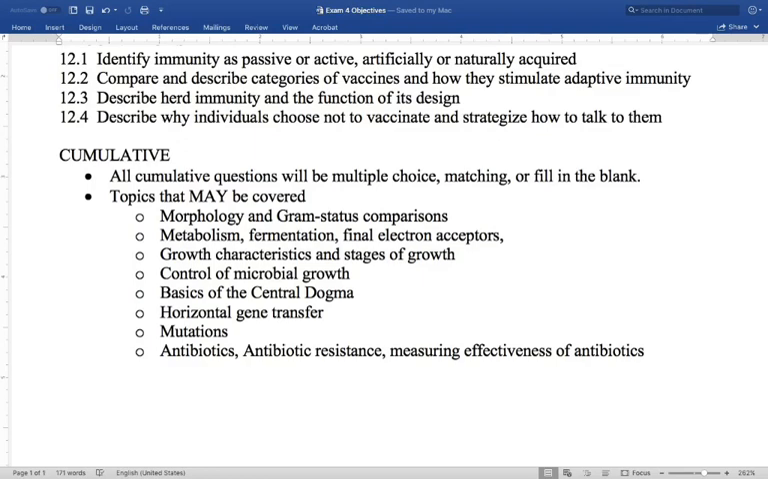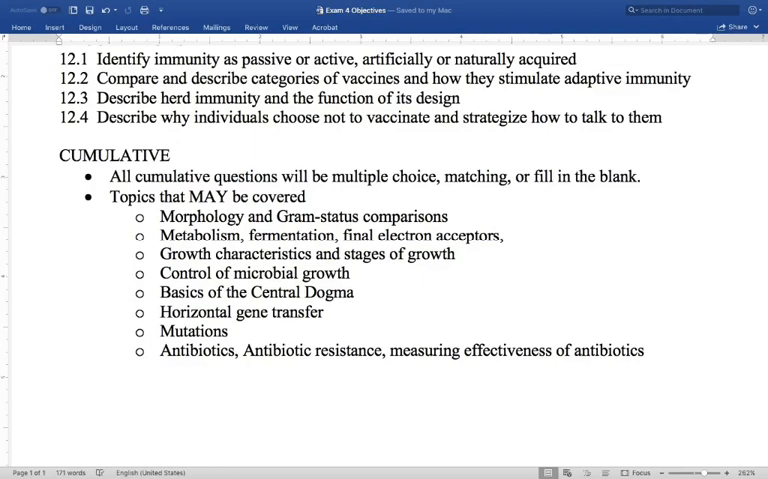You also should know, in general, how you control microbial growth. We talked about physical and chemical methods to control growth, so you should have a basic understanding of that information as well. You should know the basics of the central dogma. For example, which process uses DNA polymerase? Which process uses a ribosome? And with that said, you should also understand the basics of DNA base pairing and the interaction between template DNA, mRNA, and template DNA and non-template DNA.